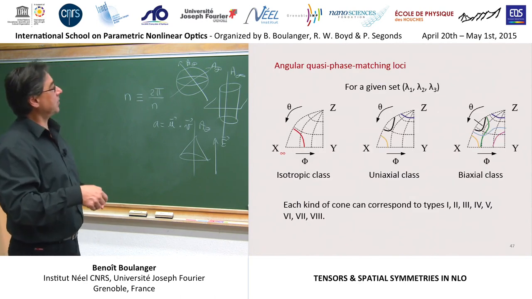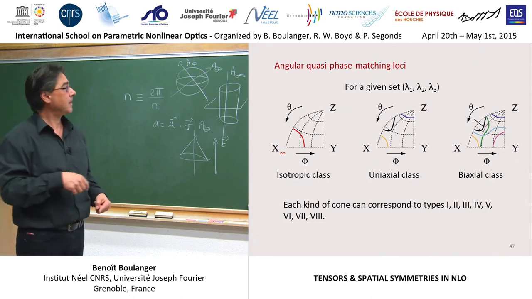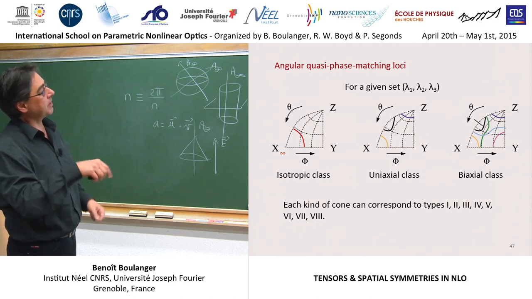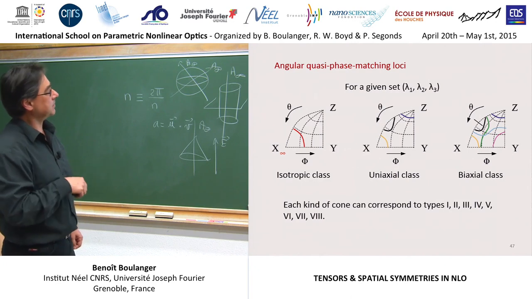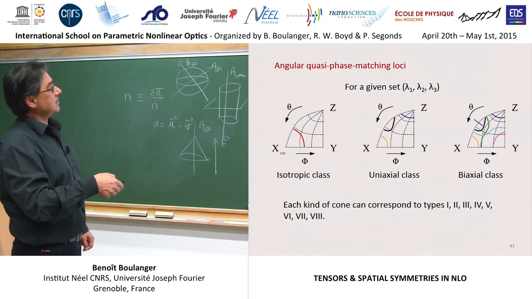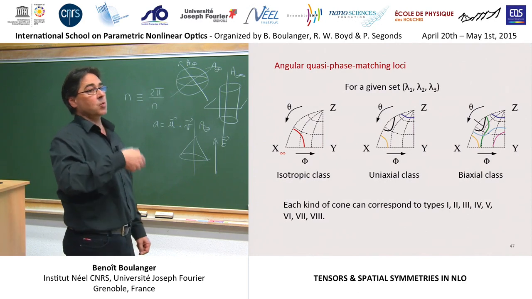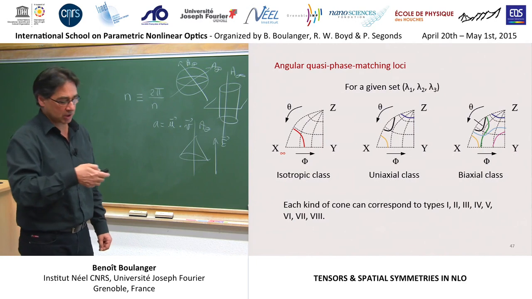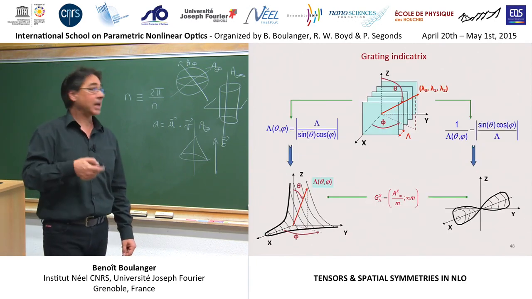We see that for the isotropic class, there is only one topology. For the uniaxial class, three possible topologies. And for the biaxial one, there are six possible topologies. These are not phase matching cones, but quasi-phase matching cones, and we call them angular quasi-phase matching cones. And one more time, group theory can help us.